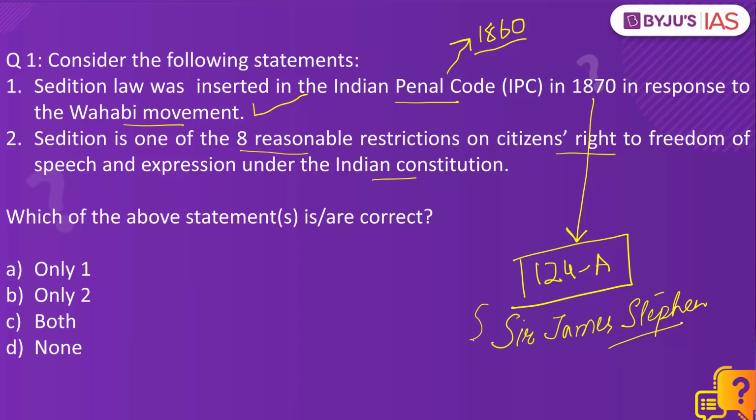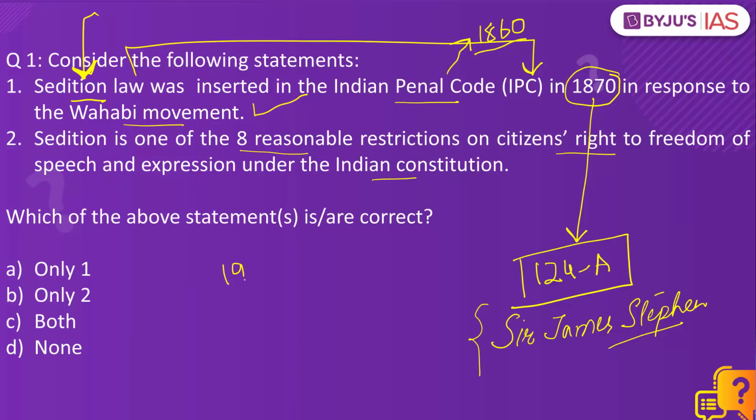Because Sir James Stephen, while introducing this bill to incorporate sedition in the Indian Penal Code, said that Wahhabis are going from village to village and preaching that it is the sacred religious duty of Muslims to wage war against the British rule. That is why, to penalize those who are promoting disaffection against the government established by law, sedition law was incorporated in the Indian Penal Code in the year 1870.